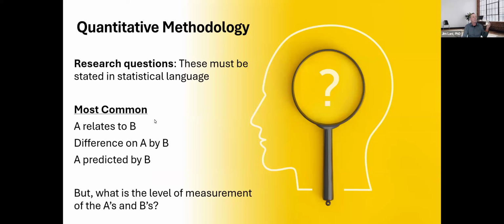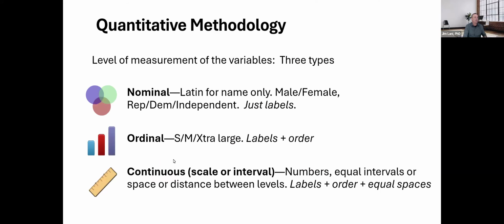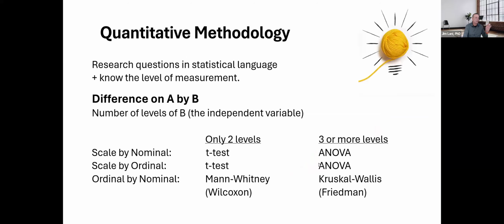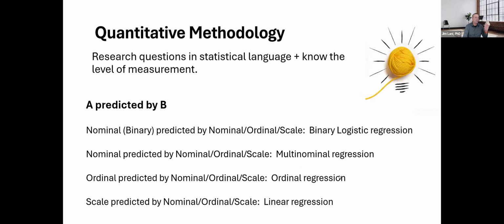Data plans require research questions in statistical language and knowing levels of measurement. Statistical language is typically relating one variable to another, looking at differences on one by another, or predicting one from another. There are 3 levels of measurement: nominal, ordinal, continuous. And that's how we tie together both the statistical language and levels of measurement to derive chi-squares, correlations, t-tests, ANOVAs, or regressions.